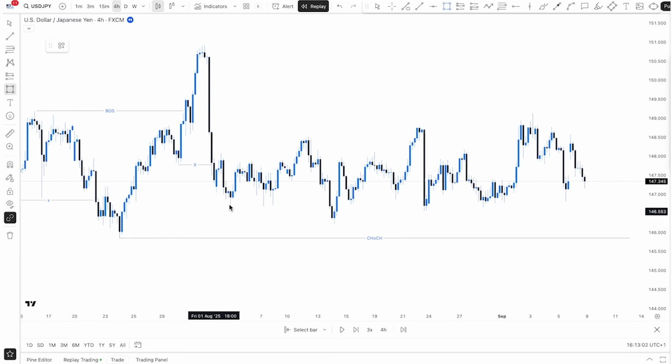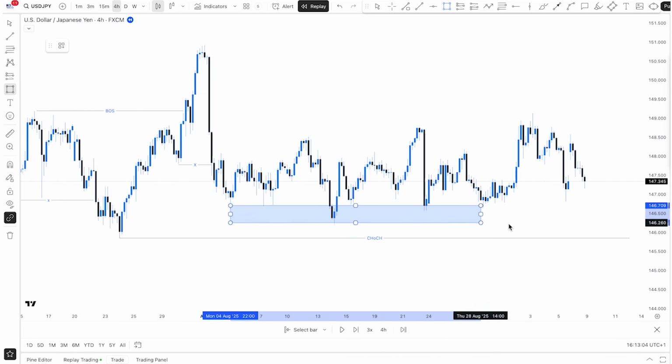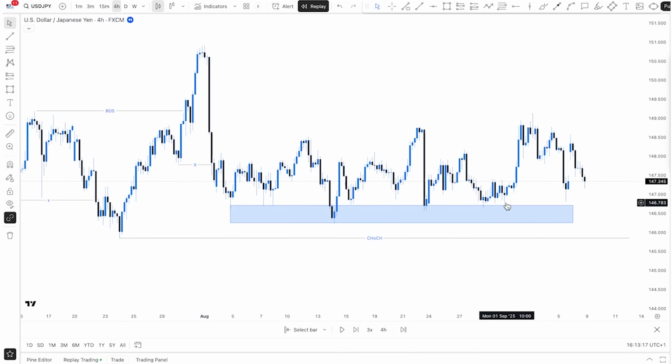In my previous video, I did mention that when you see an obvious zone like this, it simply means that this is a liquidity pool waiting to be triggered. Okay, price is still accumulating liquidity. So as a smart trader, you need to patiently wait for the liquidity to be cleared around this zone.